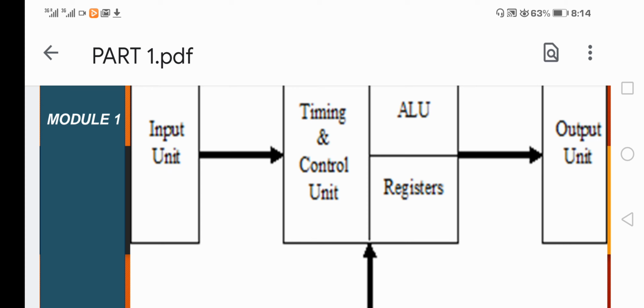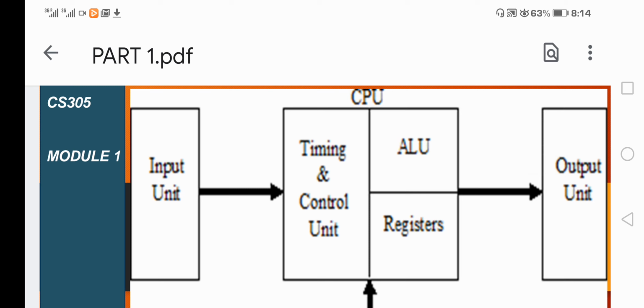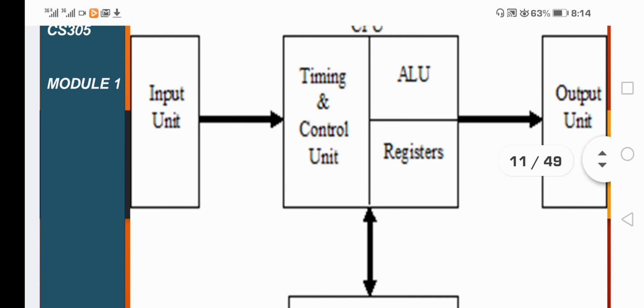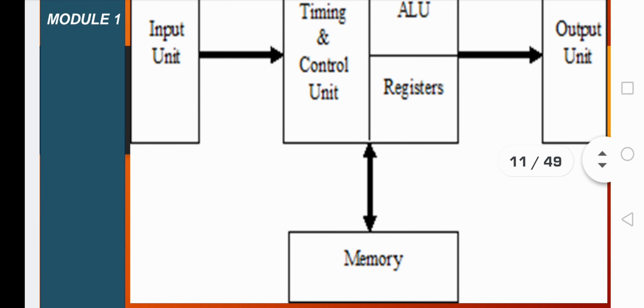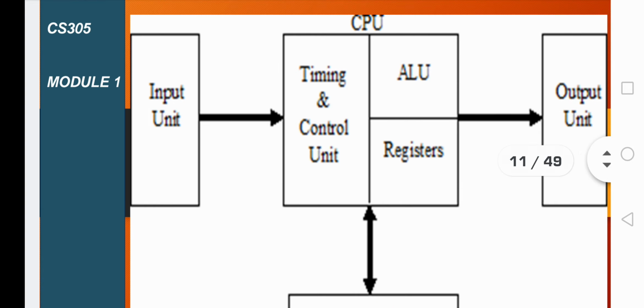It controls the operations of the arithmetic and logic unit, input and output devices, and the memory unit. This timing and control unit not only controls the overall operations, it controls the input unit, arithmetic and logic unit, output unit, and how to access the data present within the memory. Everything is controlled by this timing and control unit. And not only that, this unit interprets the instructions and generates various timing and control signals.